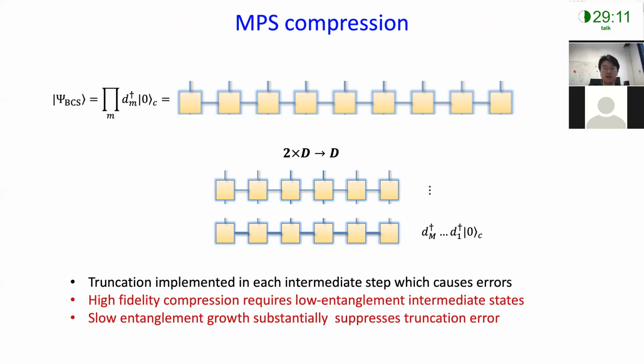However, the MPS compression can be very expensive since we have n MPOs and n is the same as the system size. Then the bond dimension will grow exponentially, because once we apply an MPO to an MPS, the bond dimension of the original MPS will be doubled. It means we need to truncate the MPS in each intermediate step. Since we have so many MPO evolutions, in order to achieve a high fidelity compression, we need to suppress the entanglement growth of the MPO-evolved MPS.